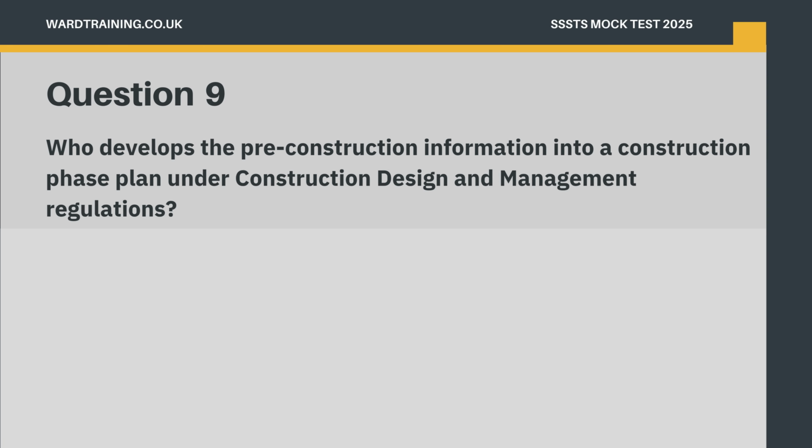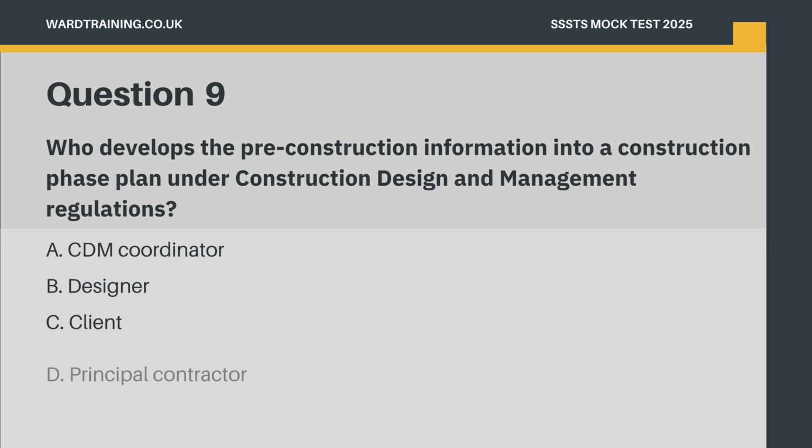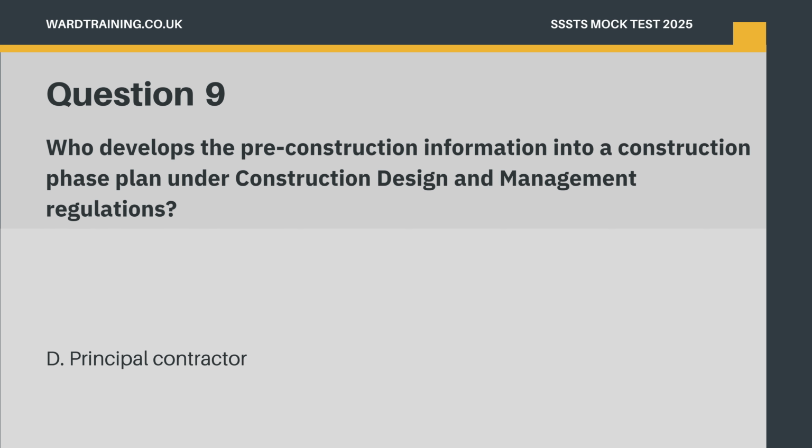Question 9. Who develops the pre-construction information into a construction phase plan under Construction Design and Management regulations? A. CDM coordinator. B. Designer. C. Client. D. Principal contractor. Answer. D. The principal contractor.